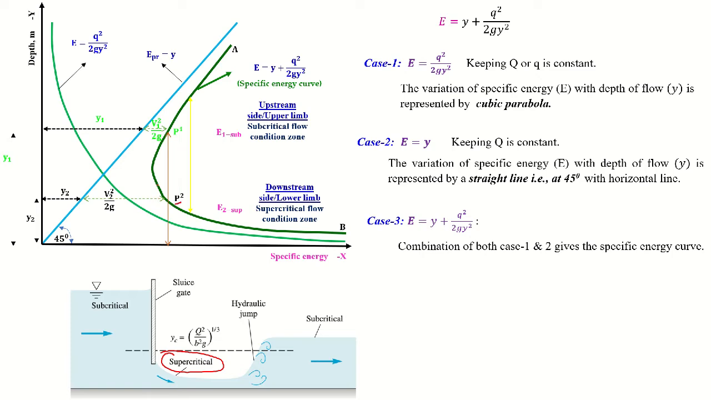So here also the same. So this is called v square by 2g. This is called the kinetic energy, and this is called the pressure energy or pressure head. In this condition, the depth is y2 here, and the depth here is y1.